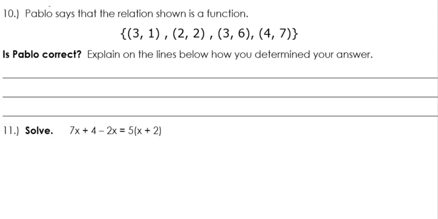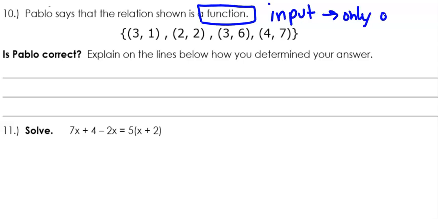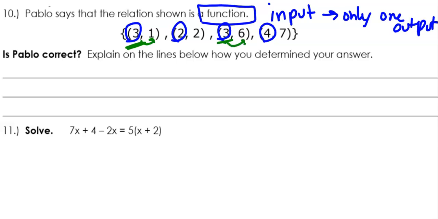Last section, Pablo says that this relation is a function. In order to be a function, each input maps to only one unique output. That means no repeating x values with different y's. So let's take a look at our x values. Do any of them repeat? Yes. Do they have different y values? Yes. So that means no. This is not a function.